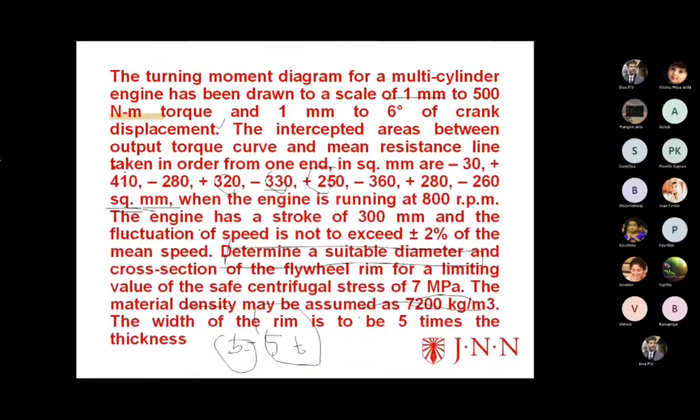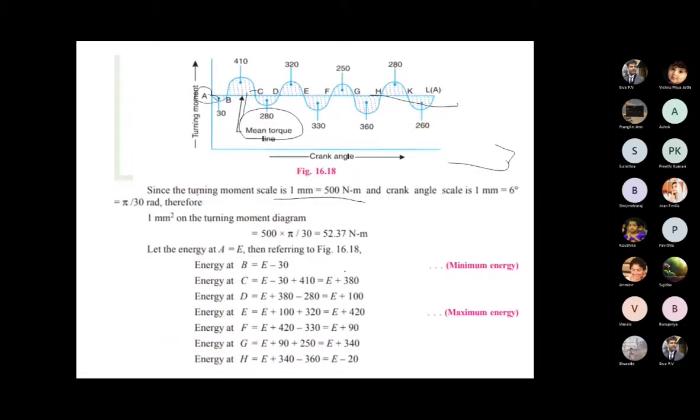See the turning moment diagram scale: 1 mm to 500 Newton meter torque and 1 mm to 6 degree crank displacement. Right? So 500 into 6 degree, into pi by 180 radian. If you want to convert from degree into radian, just multiply by pi by 180. So this 6 and this 180 totally 30. Okay, so pi by 30 radian.